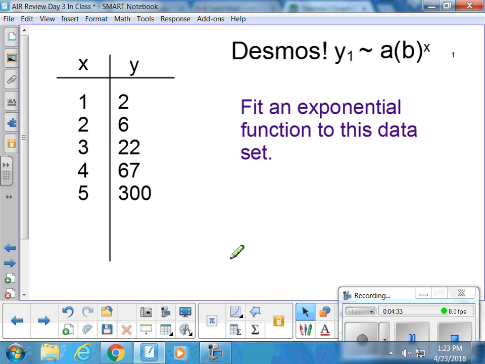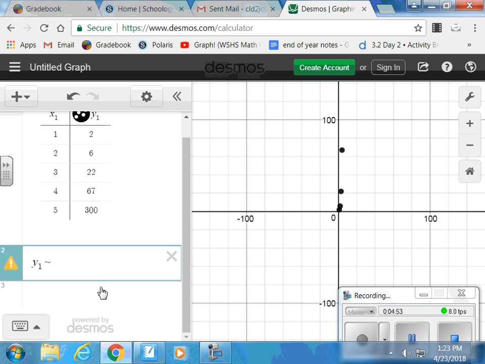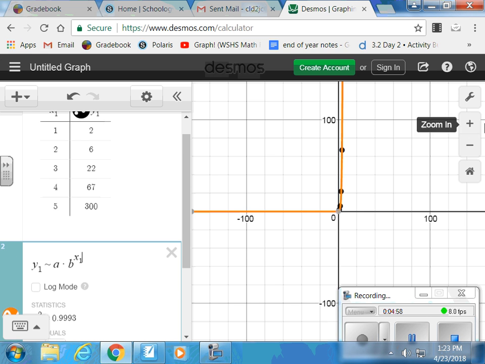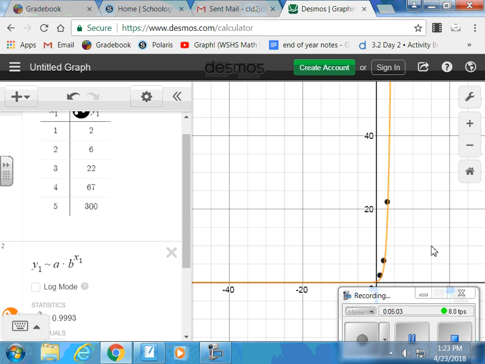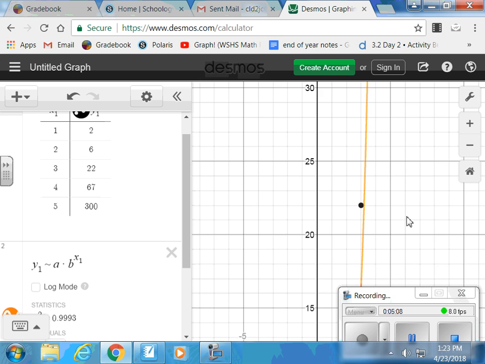But we want to fit an exponential growth curve, one of these guys, to it. So anytime you're fitting a scatter plot to a line or exponential growth, use that tilde. Remember the tilde? You have to use your y1 and your x1 to tie it to your table. So I'm going to do y1 tilde a times b to the x1, like that. If you zoom in real far, it looks like a pretty good fit, but if I keep zooming in, it's not actually touching these points. It's just trying to summarize the trend.